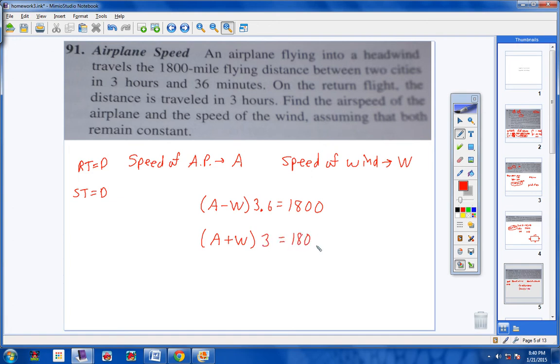So I can use my calculator, make some matrices and use my RREF button, and really solve this pretty quickly, okay, like this. Let's simplify. I have 3.6a minus 3.6w equals 1,800. Then here multiply your 3 through, we have 3a plus 3w equals 1,800.